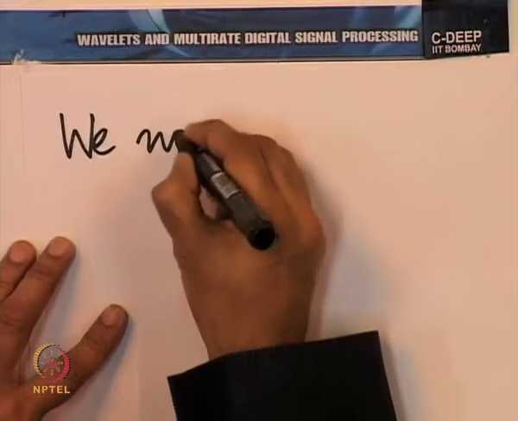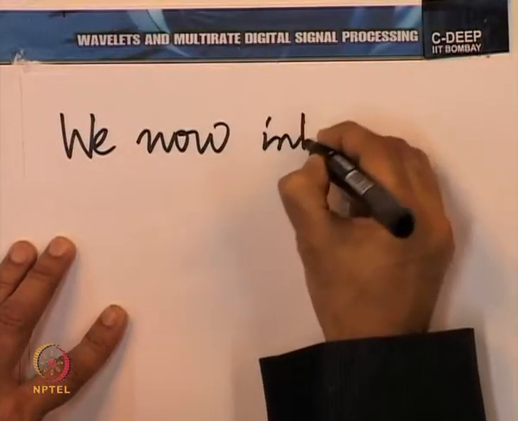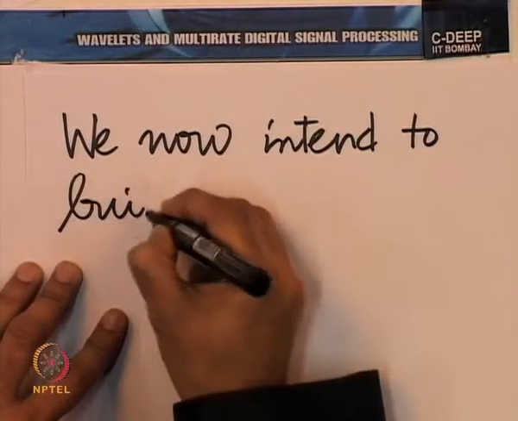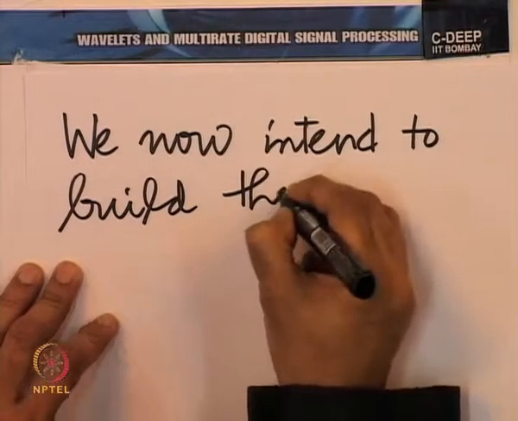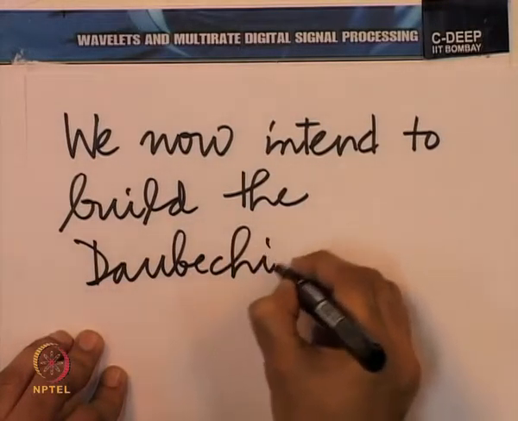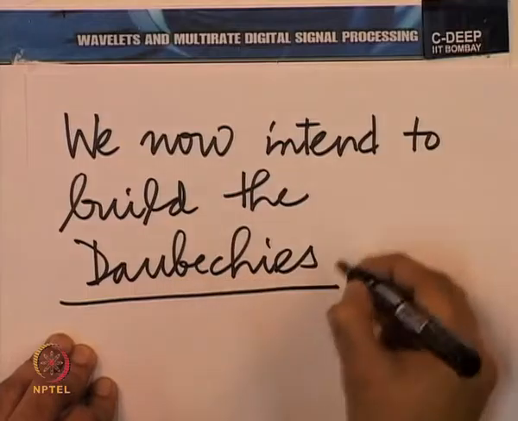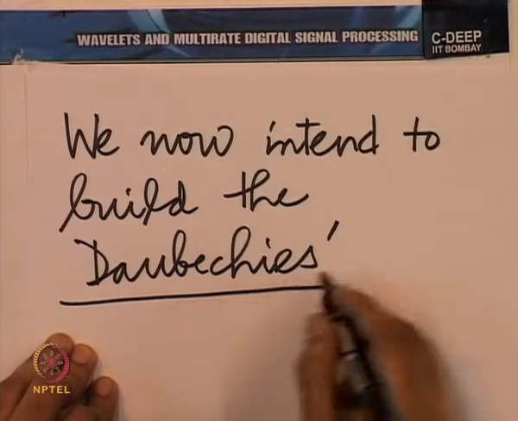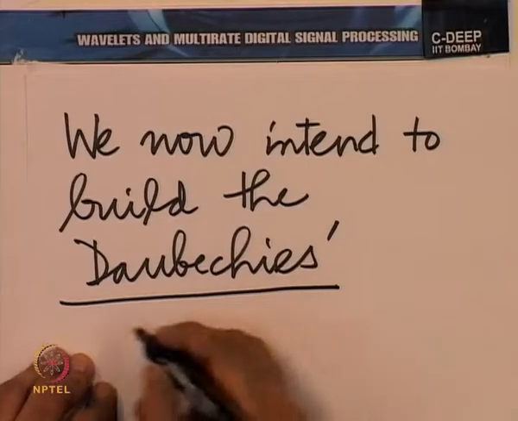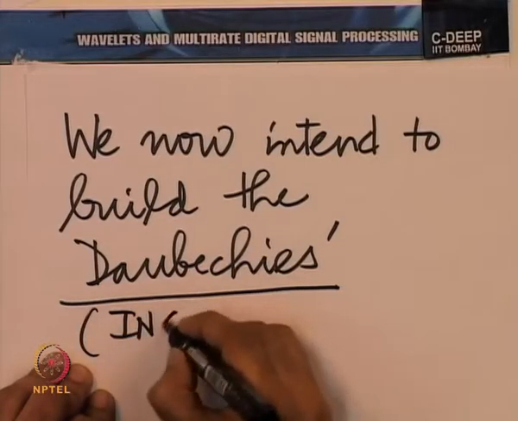So, let us write that down. We now intend to build what is called the Daubechies family. You know, this name is actually the name of a mathematician, scientist, whatever you might want to call her, and the full name is this.